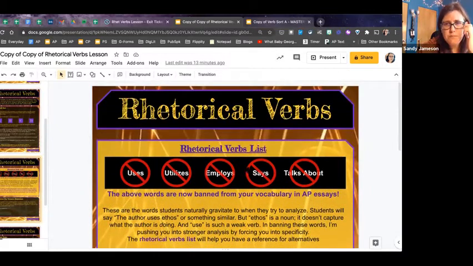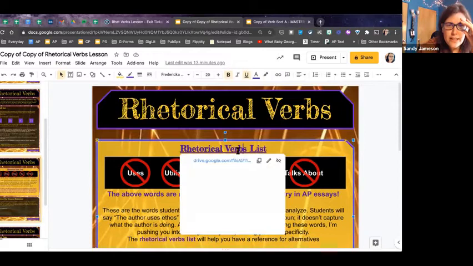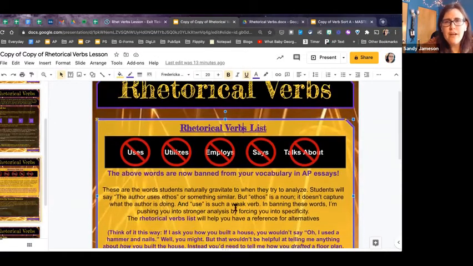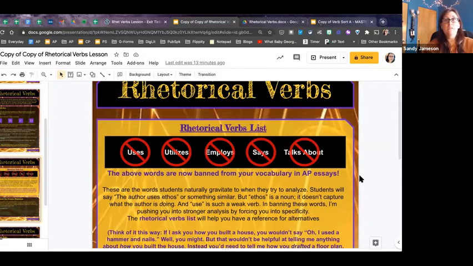So first of all, this is sort of the crux of it all. I've given you here a link to a rhetorical verbs list. It's a Google Doc. I will eventually get you a copy of it in person. But the crux of the matter is that starting now, these words are banned from our vocabulary in AP essays. Uses, utilizes, employs, says, and talks about. These are weak verbs that are going to lead you to very simplistic rhetorical analysis.